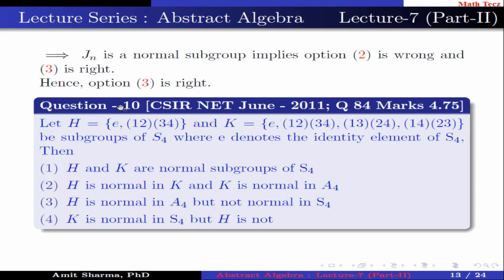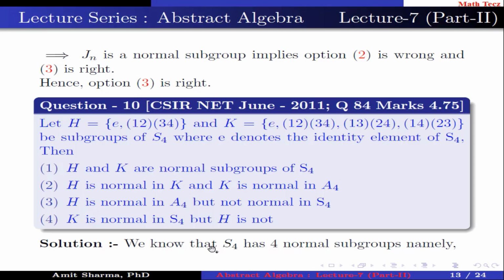Question number 10. This question was asked in the CSIR NET exam in June 2011. Let H equal to {identity, (1 2 3 4)} and K equal to {identity, (1 2 3 4), (1 3)(2 4), (1 4 2 3)} be subgroups of S4, where e denotes the identity element of S4. Then, option 1: H and K are normal subgroups of S4. Option 2: H is normal in K and K is normal in A4. Option 3: H is normal in A4 but not normal in S4. Option 4: K is normal in S4 but H is not.